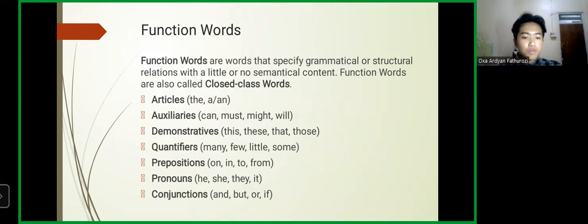We have prepositions, we have on, in, to, or from. We have pronouns, which are he, she, they, or it. We have conjunctions, which are and, but, or if. Next slide, please.